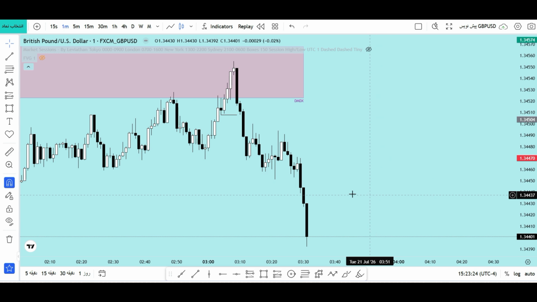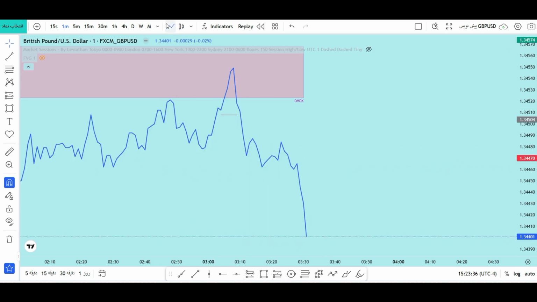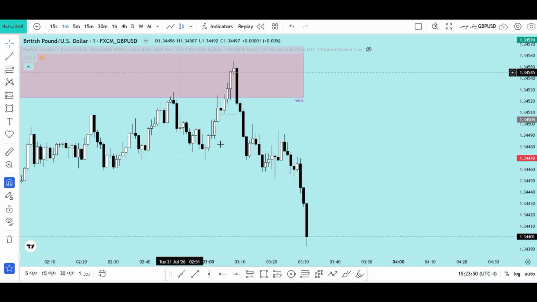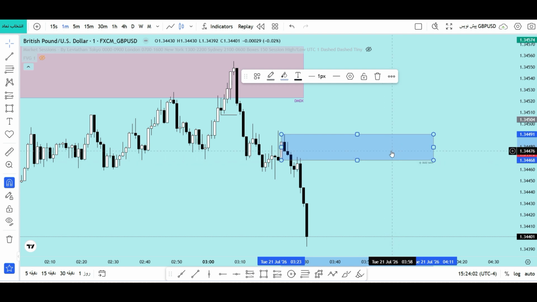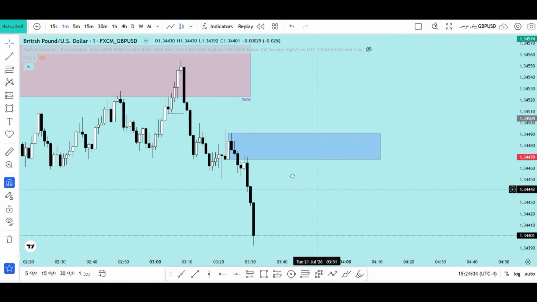Okay, I see SNR 2 setup here. Can you see that? Let me show you. As you see, it's here. But if you don't know SNR C1 or 2, you can check my playlist. And we will wait for price to touch this zone, and after seeing an engulfing candle we will enter the position.